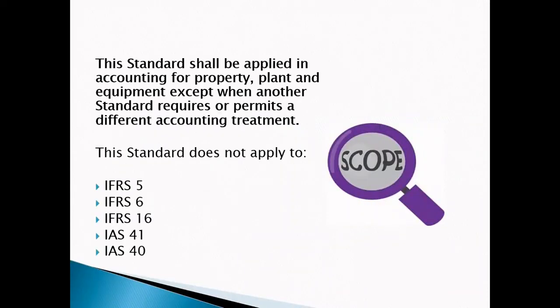For this standard, IAS 16 is applicable to all property, plant and equipment, except when another standard prescribes a different accounting treatment. So basically, these 5 standards listed here, IFRS 5, 6, 16, and IAS 40 and 41 are the exceptions to IAS 16. When these 5 standards are applicable, we don't apply IAS 16. Otherwise, we apply IAS 16.